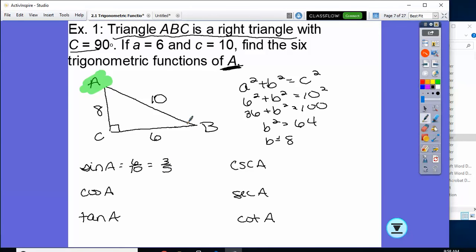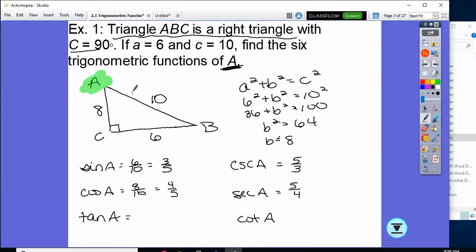And then if I know sine, that automatically gives me cosecant. They're reciprocals, so cosecant would be 5 over 3. Cosine A. So cosine, adjacent over hypotenuse. So from A, the adjacent side is 8. It's the side touching it, that's not the hypotenuse. Over that hypotenuse, which is 10. And that reduces to 4 over 5. So that means secant, the reciprocal, would be 5 over 4.